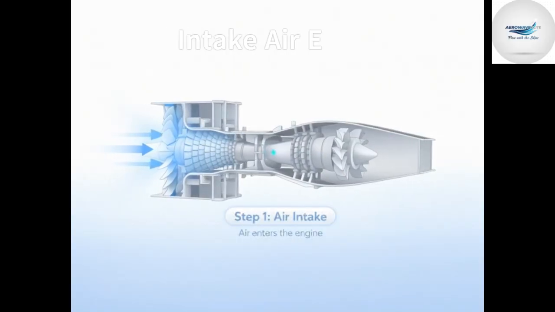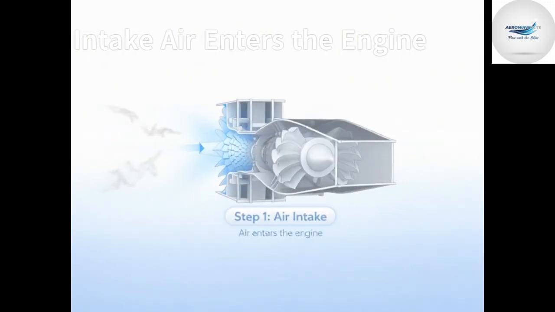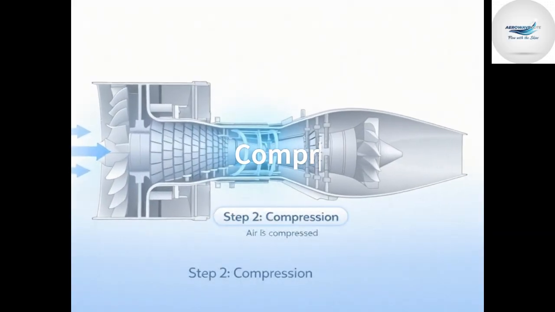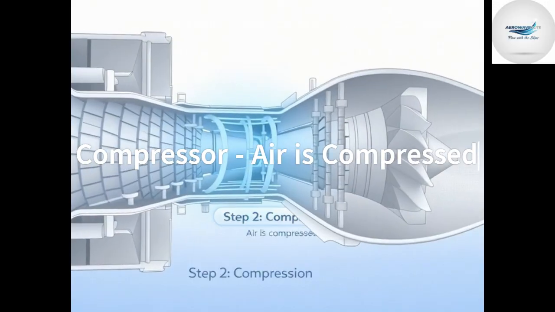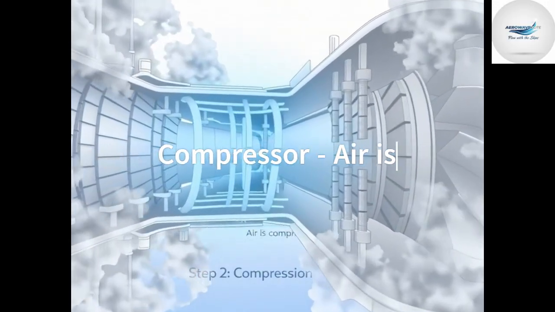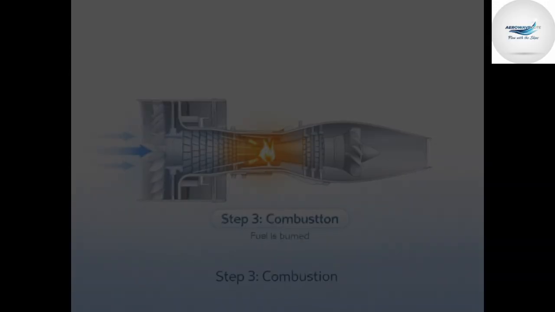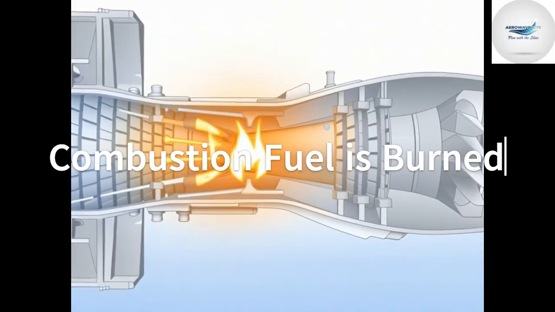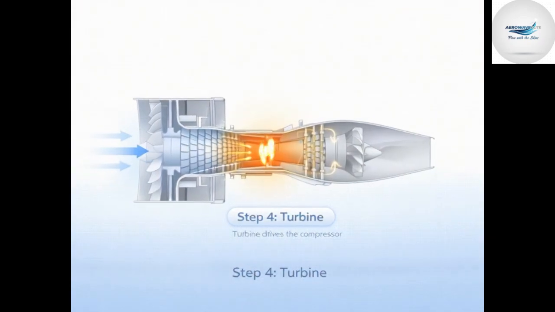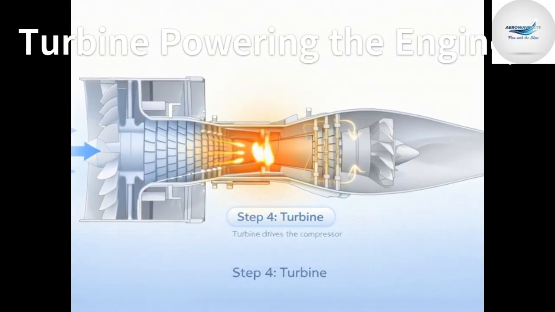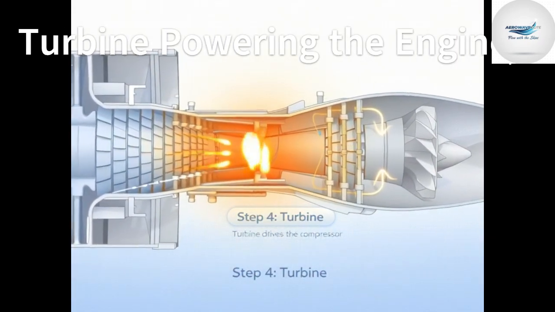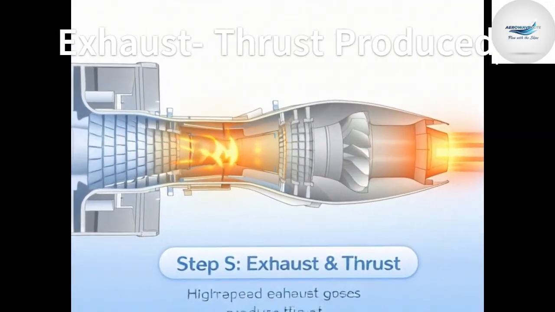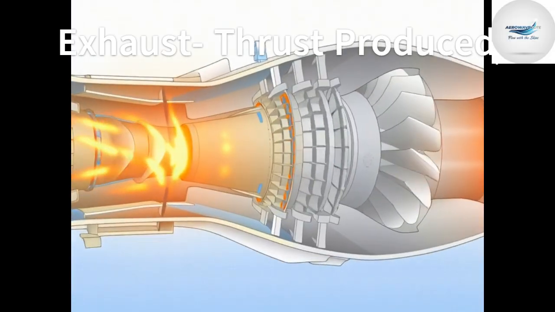First, air enters through the intake. It slows the air down. Second, the compressor compresses the air to high pressure and temperature for efficient combustion. Third is the combustion chamber. Air mixes with fuel and burns continuously. Fourth, the turbine extracts energy to drive the compressor through a shaft. Fifth, the exhaust. Gases exit through the exhaust nozzle at very high speed.